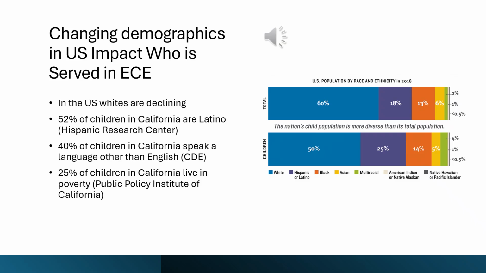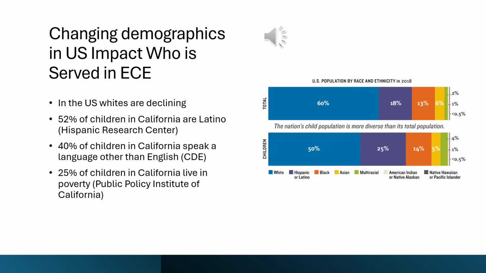The other thing that's important to understand is that California is even more diverse than that. So the national rate of children who are Hispanic or Latino is 25%, but in California, 52% of children are Latino. So about half the kids we're serving are from some Latinx country, so we need to make sure that we're accounting for that. Which also brings us to the issue of language. 40% of children in California speak a language other than English.